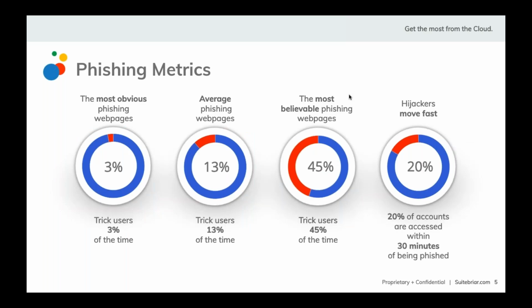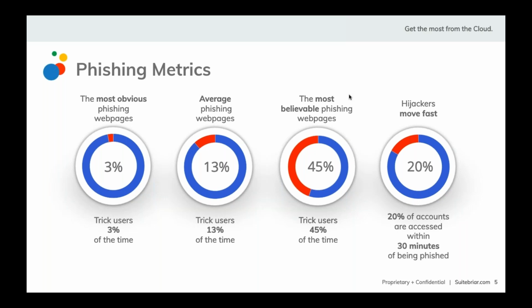So we're going to move on to phishing metrics. The main takeaway here is to understand that some phishing web pages are really straightforward. You can pretty much tell they're scammy, and those usually trick people 3% of the time, so pretty low. But what's scary here is that the believable ones, the ones that are really well made, can actually trick users 45% of the time. So that's a really scary metric to think about. The fact that if it's really well done, 45% of the time it's going to trick users, and they may oftentimes enter their password into these sites.